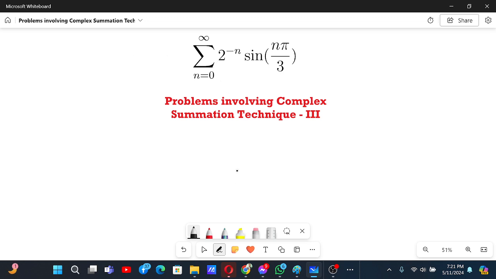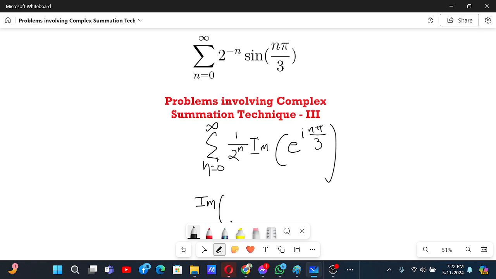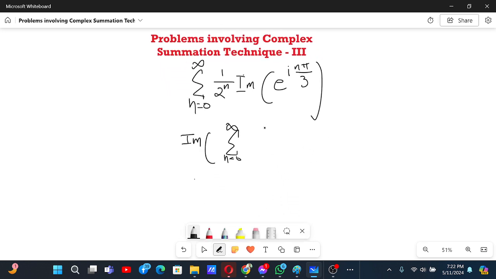Yeah, let's go ahead. Sum from n equals 0 to infinity 1 by 2 to the power n, and now this is just the imaginary part of e to the power i n pi by 3. Yes, now take the imaginary part outside. Imaginary part of the sum from n equals 0 to infinity of e to the power i n pi by 3 by 2 to the power n.